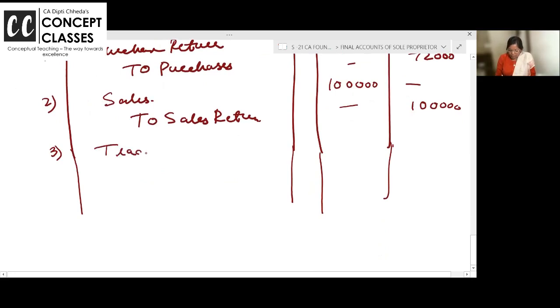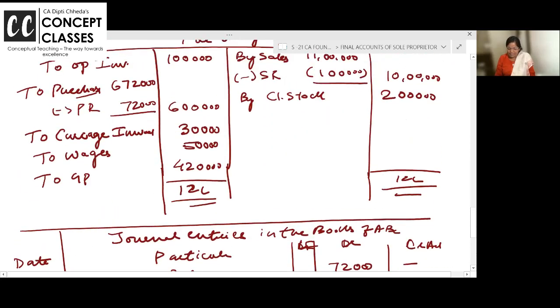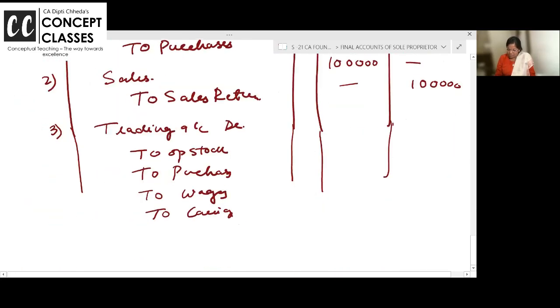Now, trading account debit side, what all you have taken? Opening stock, purchases, wages, carriage, whatever. Look at this trading account. You have taken this, no? Opening, purchases, carriage, wages, all you will write.